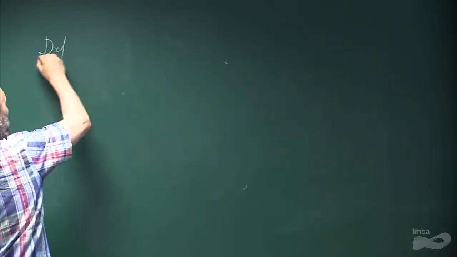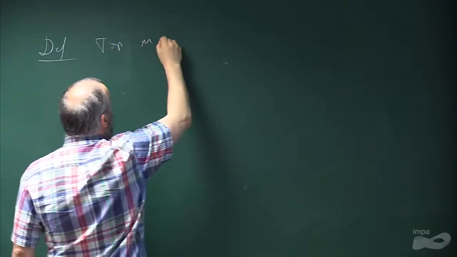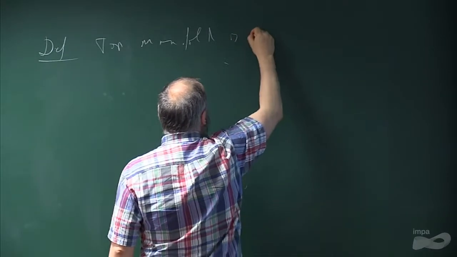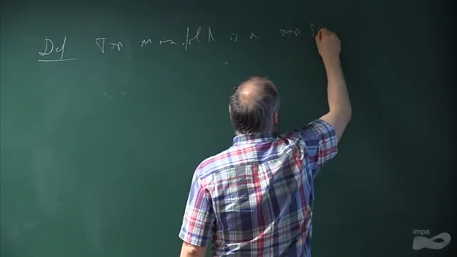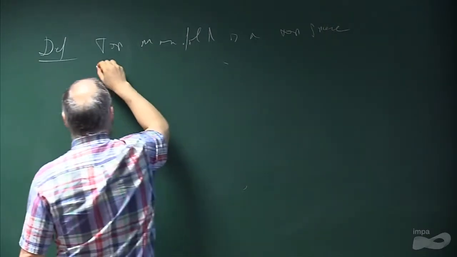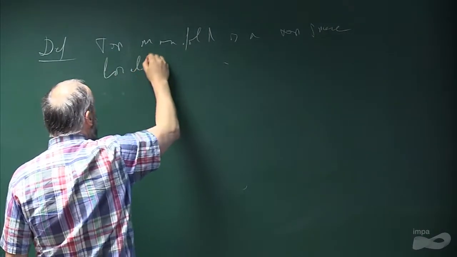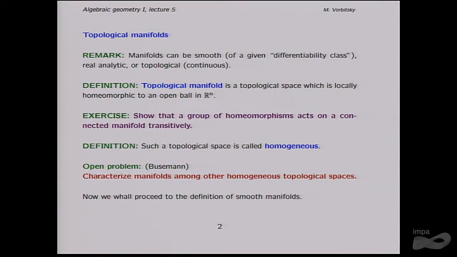So definition, a topological manifold is a topological space locally homeomorphic to a ball. So an n-dimensional topological manifold. Okay, so the example is a circle, a sphere. You will see together there are lots of examples. Okay, this is a topological manifold.